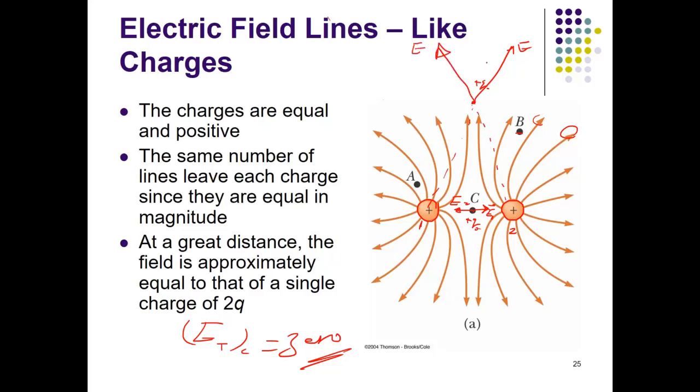What's the total electric field? Well, this one has two components, right and up. This one has two components, left and up. Because this charge is equal to this charge, this component will cancel that component. So what will be the total? The total electric field will be upward. That's why they draw it upward. So you could now say, what about this point? What about this point? And so on. Okay.